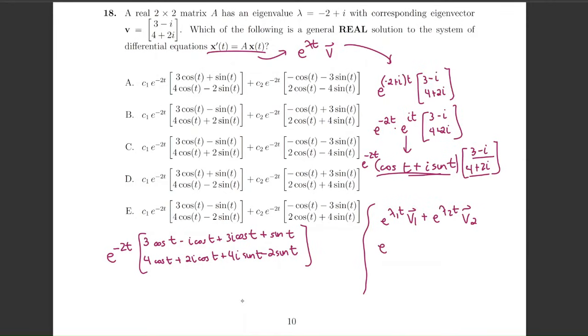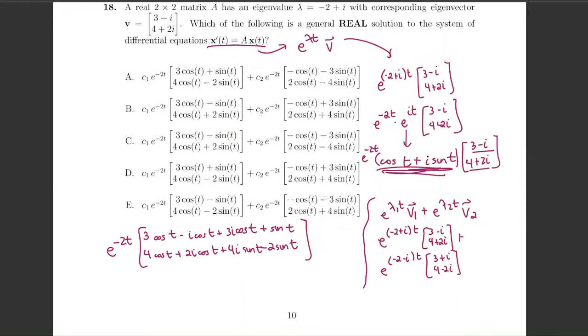So, right, your initial solution is e to the negative 2 plus i times t, times the vector 3 minus i, 4 plus 2i. Well, then you basically know that your second eigenvalue is going to be the complex conjugate of that. So e to the negative 2 minus i times t, times 3 plus i, 4 minus 2i, the complex conjugate of this as well. So what you could do is apply this expansion where we expand e to the it into cosine and sine, multiply here, then do the same thing over here, and then add them together.